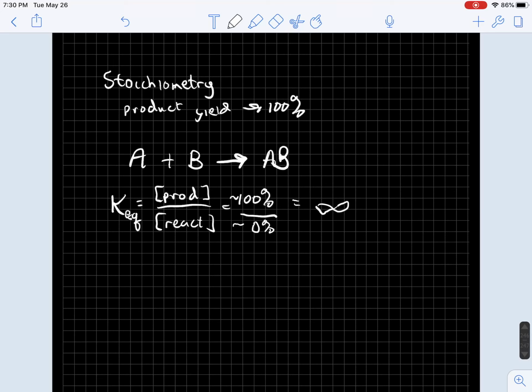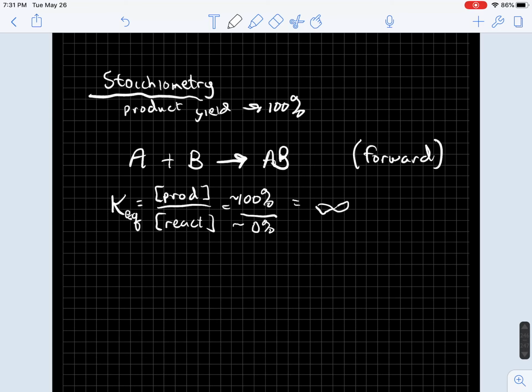And if that's the case, then there's no sense in considering what we call the reverse reaction. So in stoichiometry, the only thing that we've been doing is considering the forward reaction. So again, A plus B produces AB. We would call that the forward reaction.